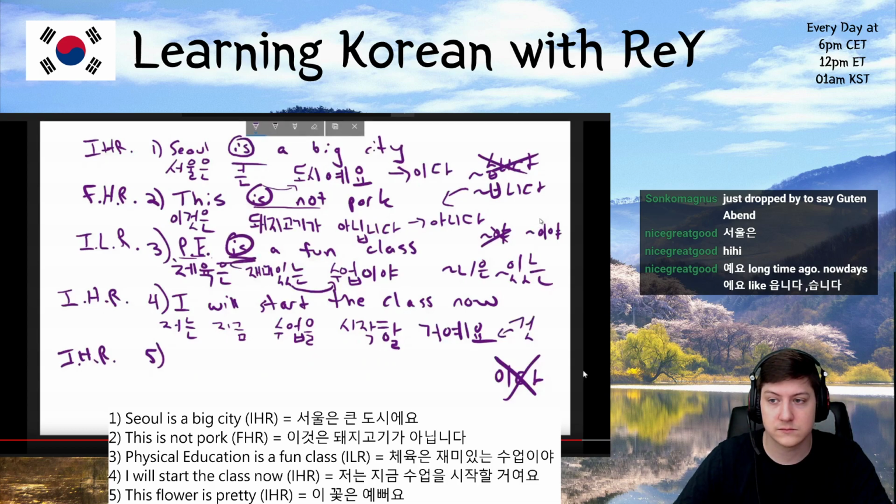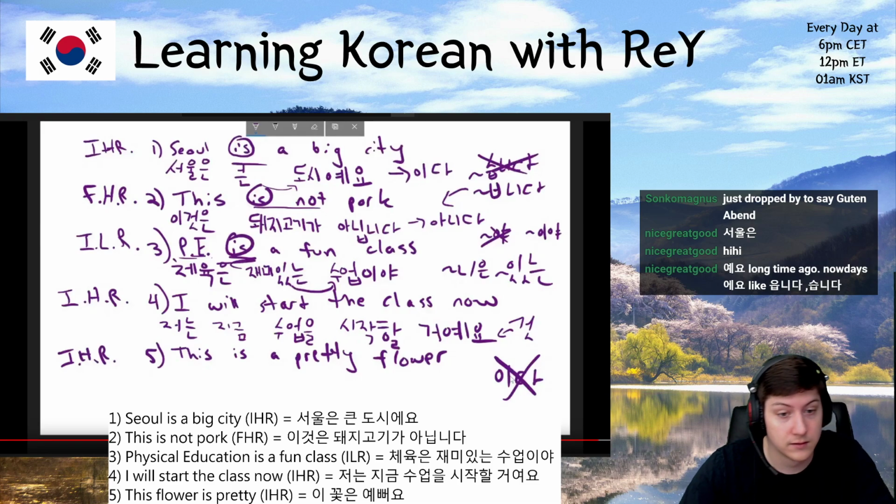We could actually create a sentence that has a similar meaning that would use ida. For example, if I wanted to say, this is a pretty flower. Why don't you try translating this sentence? I'll give you 10 seconds and you can start now.